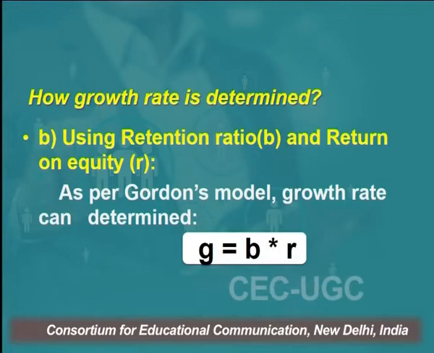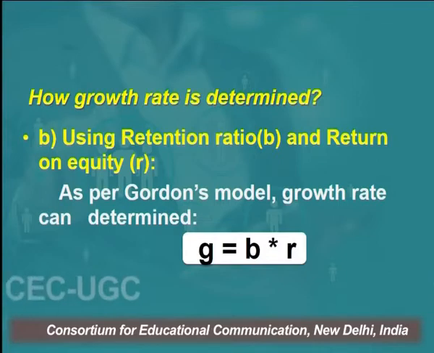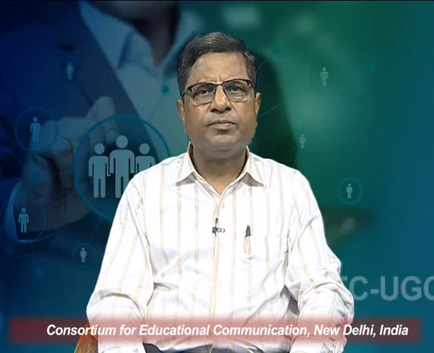The other method is using the retention ratio and return on equity. Retention ratio means what portion of the profit generated by the company is being retained. Suppose a company earns a net profit of 100 crore rupees, and over a period of time it has been observed that the company retains 60% of it. So the retention ratio is 60%. That is, if it earns 100 crore, it will retain 60 crore as reserve, and the rest 40 crore is distributed as dividend.